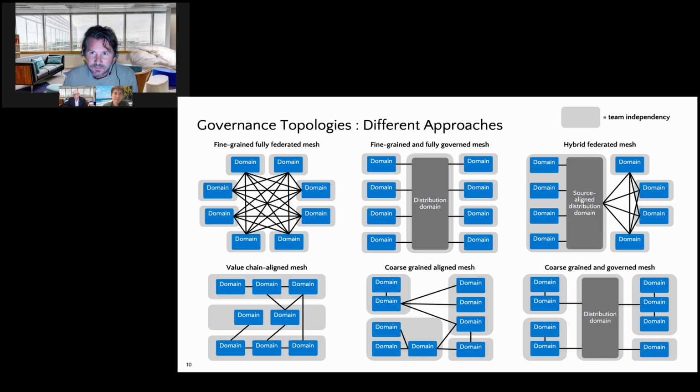So that transition, even though you're planning to go for a fully federated, fine-grained data mesh, still requires you to standardize on certain capabilities and services.